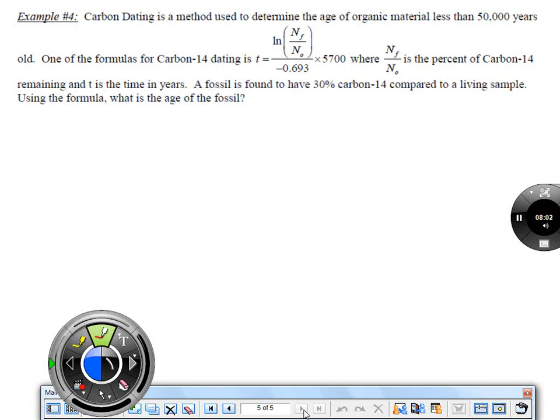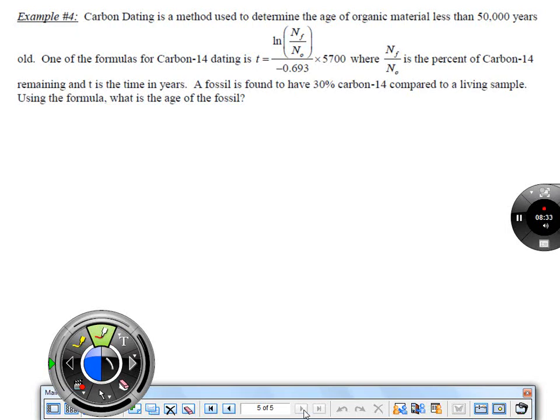So it says carbon dating is a method used to determine the age of organic material less than 50,000 years old. One of the formulas for carbon-14 dating is this crazy-looking thing. And then it tells me NF over NO is the percent of carbon-14 remaining, and T is the time in years. So then they tell me a fossil is found to have 30% carbon-14 compared to a living sample. Using the formula, what is the age of the fossil?